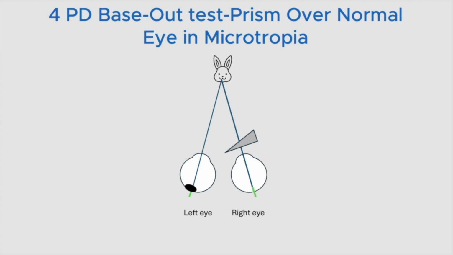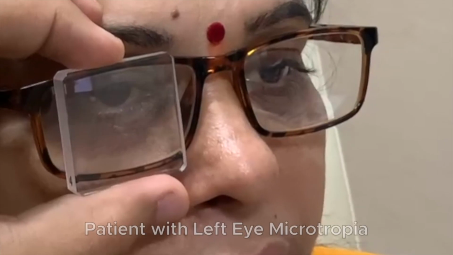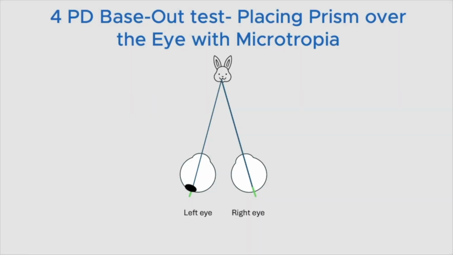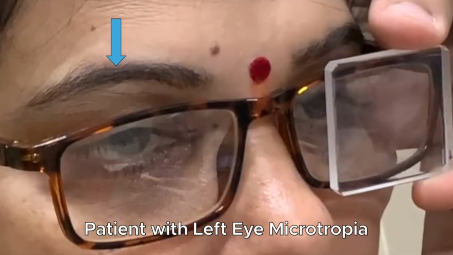Now let's place the prism over the normal eye in a patient with microtropia. The initial version response will be same like in a patient with BSV, but the image falls within the suppression scotoma of the left eye, causing this image shift to go unnoticed, and hence the compensatory vergence movement will not be there. If you go ahead and place the prism over the left eye, that is the eye with microtropia, the image shift of the fovea will go undetected because it lies within the scotoma. Therefore, there will be no induced version or vergence movement of either eye.